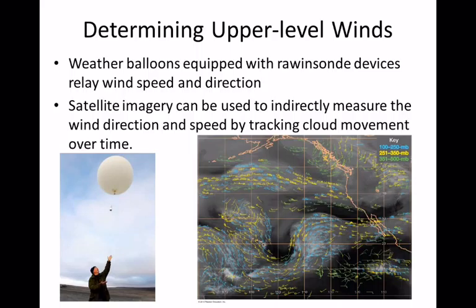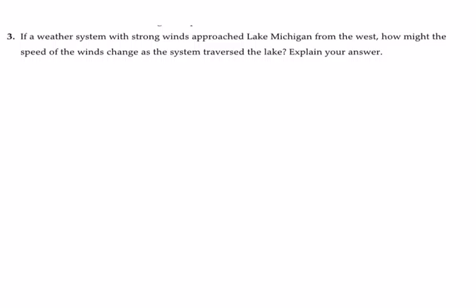The first question, I'm going to go ahead and grab my sheet too. The first question probably does not have an asterisk next to it, so this would be using complete sentences. It says, if a weather system with strong winds approaches Lake Michigan from the west, how might the speed of the winds change as it goes across the lake?